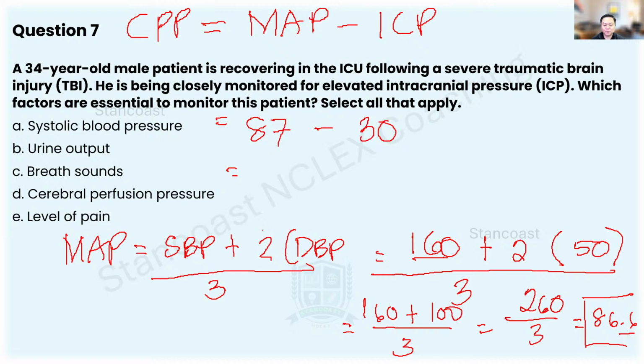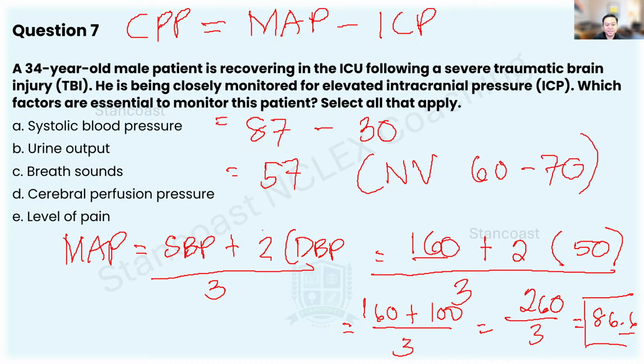Now, if we are going to look back into the CPP, cerebral perfusion pressure, take note, guys, that the target CPP should be somewhere between 60 to 70 mmHg, especially in a patient with traumatic brain injury. Again, 60 to 70. And our patient's value is only 57. The normal range should be 60 to 70. So our blood supply to the brain tissue is quite low.